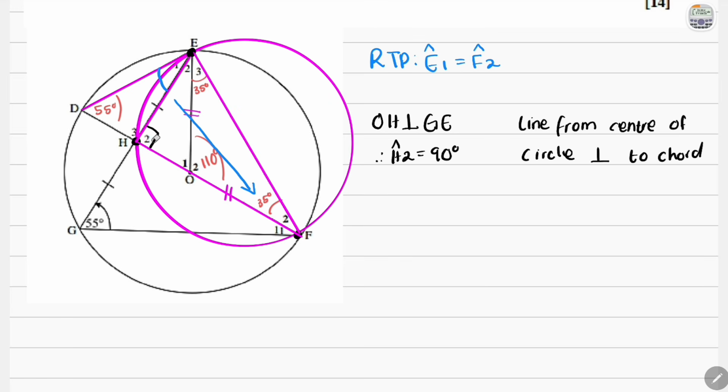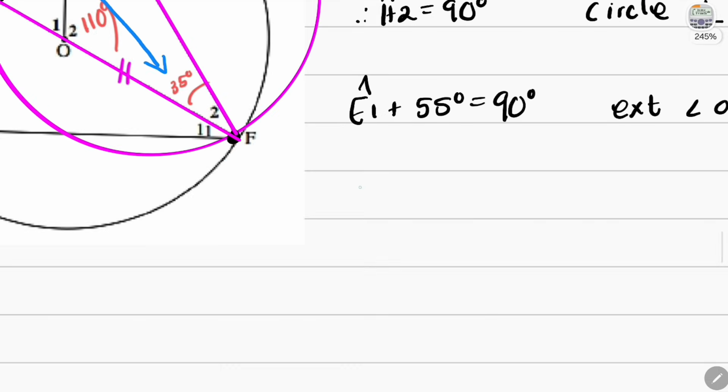Now remember that angle H2 is also the exterior angle of this triangle that we were looking at. So it means that the exterior angle H2 is equal to the sum of the two opposite interior angles. So we know that if you take angle E1 plus angle D, which is 55 degrees, it would be equal to angle H2, which is 90 degrees. And this is because of the exterior angle of a triangle. And so finally, solve for angle E1. Angle E1 is equal to 90 degrees minus 55 degrees, which gives us 35 degrees.